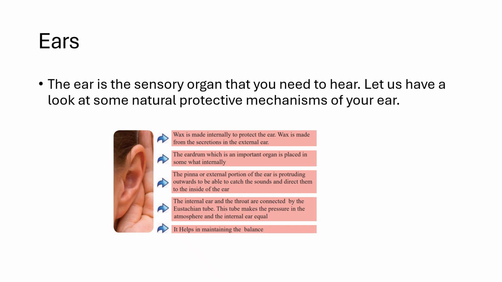The eardrum, which is an important organ, is placed somewhat internally. The pinna, or external portion of the ear, protrudes outwards to be able to catch the sound and direct it to the inside of the ear. The internal ear and the throat are connected by the eustachian tube. This tube makes the pressure in the atmosphere and the internal ear equal. It helps in maintaining balance.